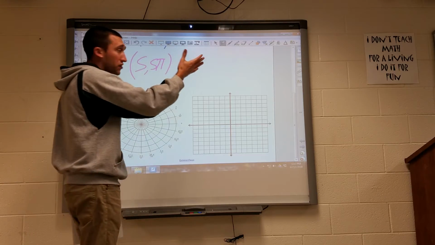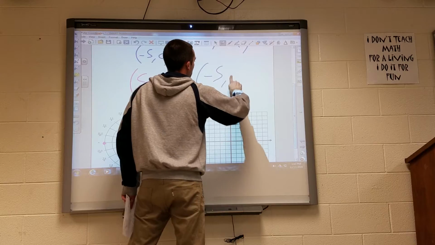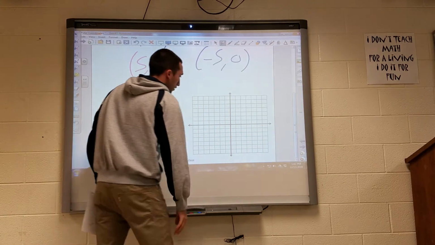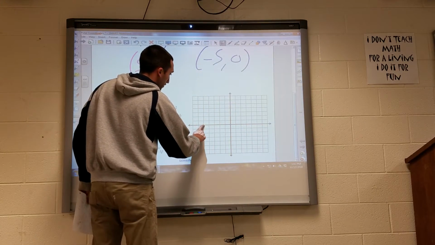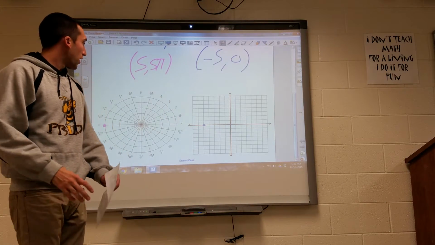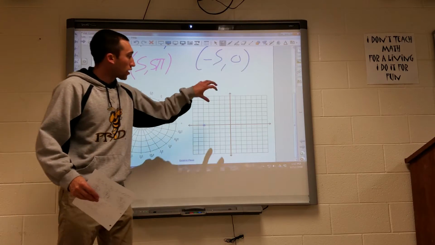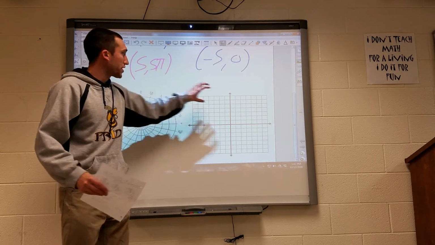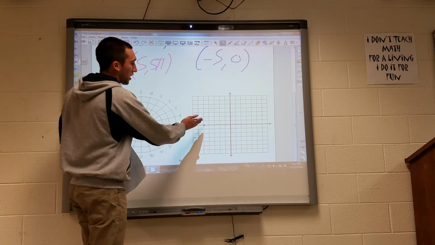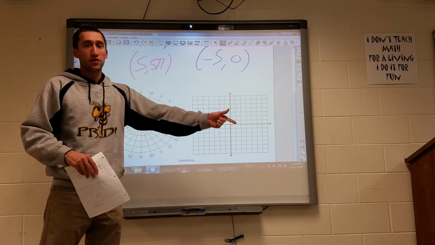So if we compare that to the rectangular coordinate we just found of -5, 0, so 1, 2, 3, 4, you'll see they give you the same point. So even if you draw it with a polar grid or a rectangular grid, you're going to get the same point. Just proves that we can go from polar to rectangular coordinates.